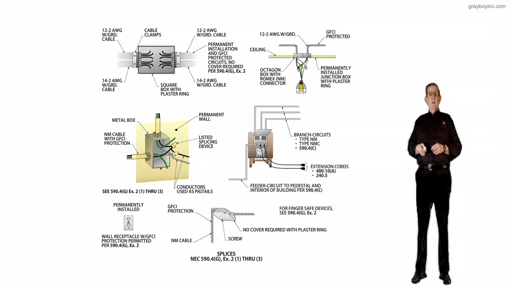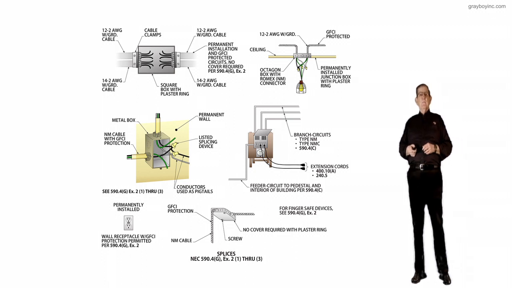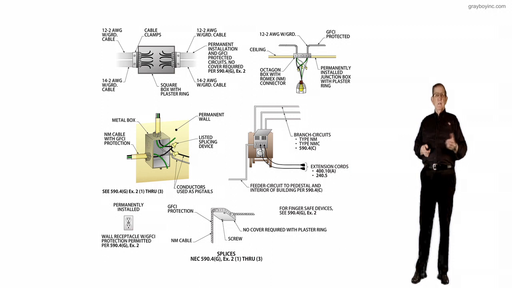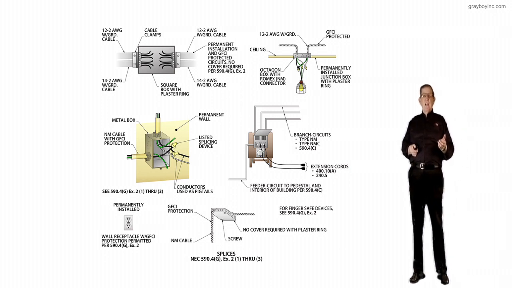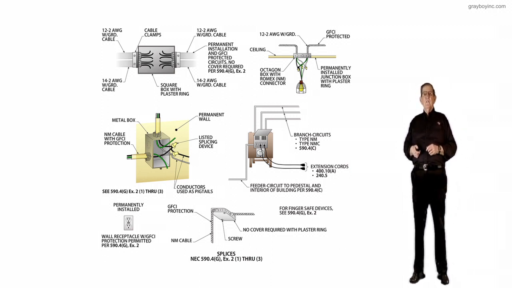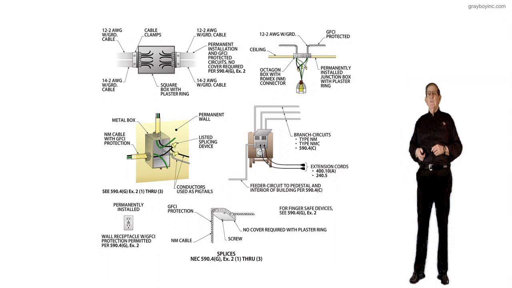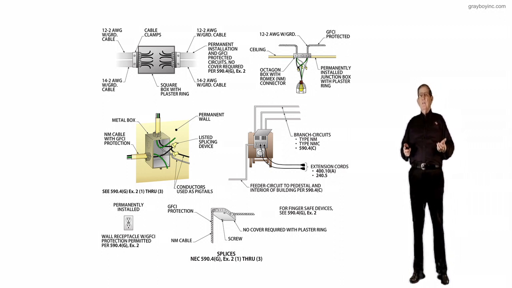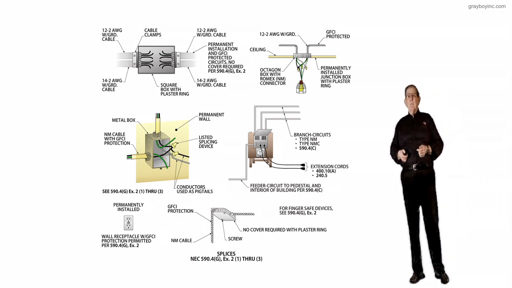The wall receptacle with GFCI protection is permitted on the construction site by 590.4(G) exception 2, but it does have to be GFCI protected. And then notice that if we look at the illustration next to it, it shows a box with cover, but no cover is required with a plaster ring.